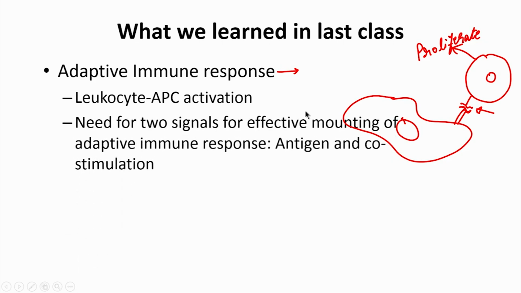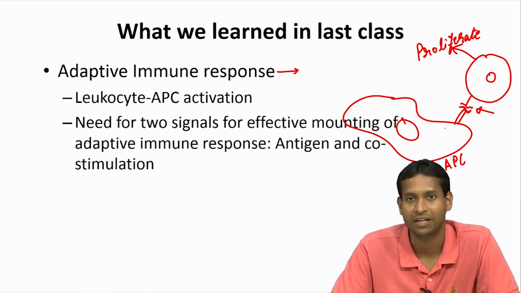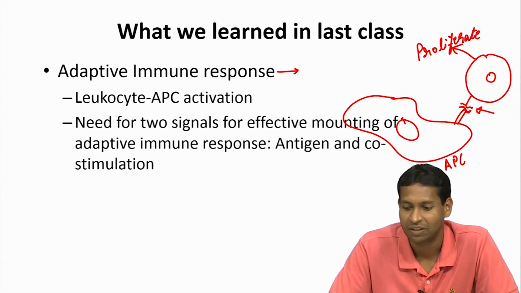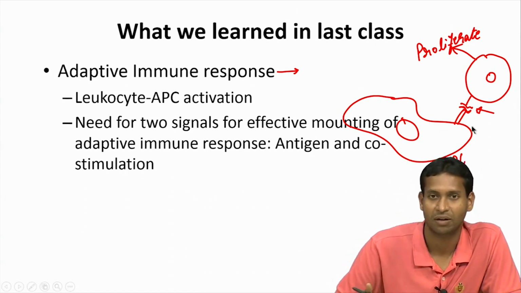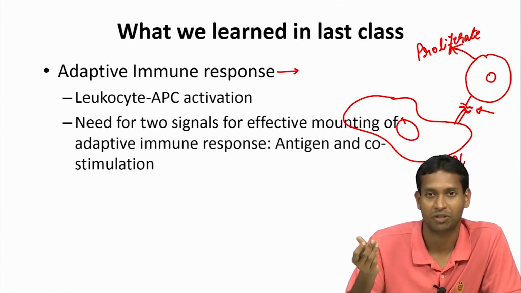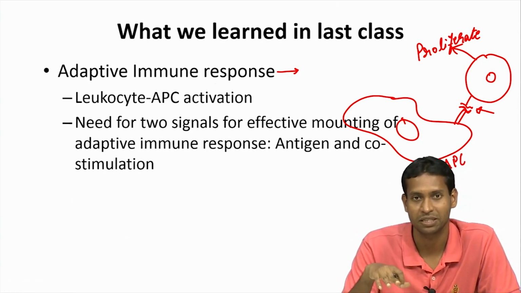And then we discussed that this activation actually requires two signals. Just the antigen signal is not enough. If you only give the antigen signal, and the APC, the antigen presenting cell, is not activated, then these cells will think that this is a self antigen, maybe an antigen from the dendritic cell itself. That would lead to a tolerogenic response. So instead of getting an enhanced immune response, you will actually have a suppressed immune response.